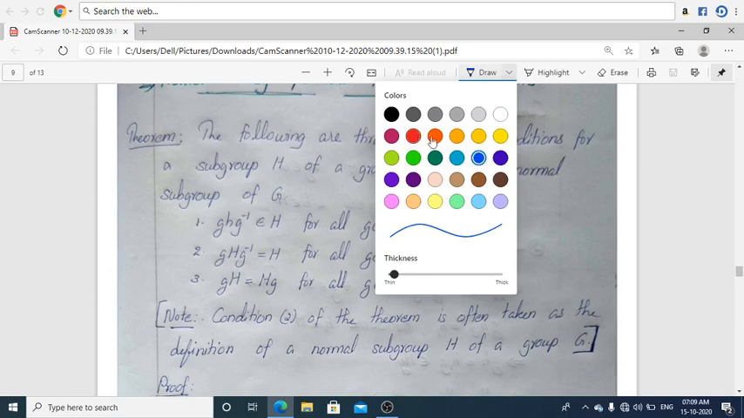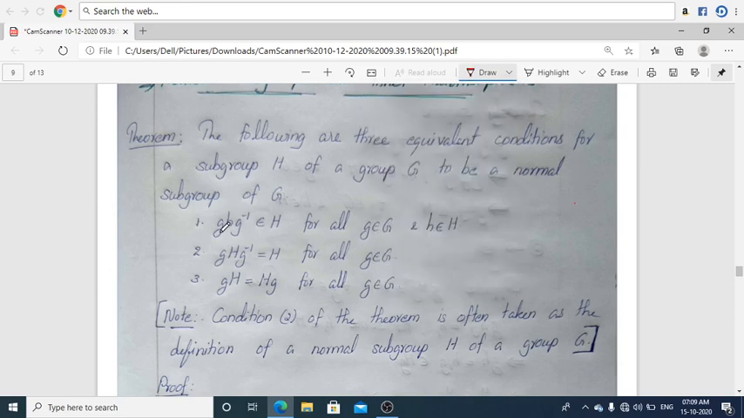Okay, theorem: these three conditions are equivalent, so any of them can serve as the normal subgroup definition. The equivalence is proven by showing 1 implies 2, 2 implies 1, 2 implies 3, and 3 implies 2.